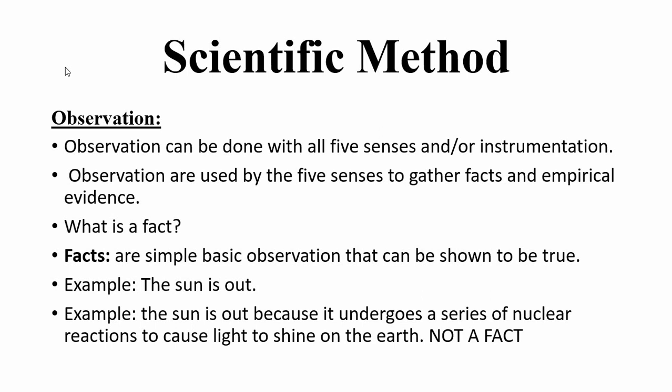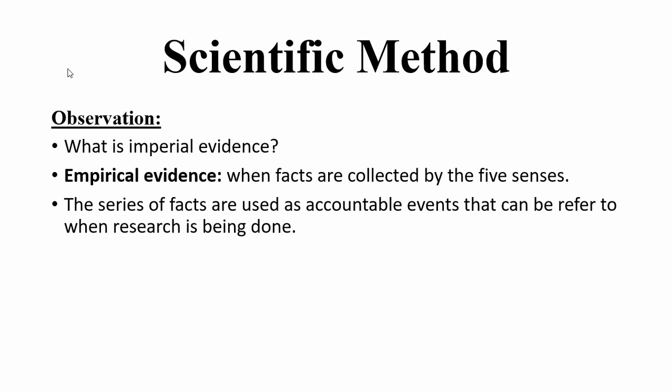Another example would be the sun is out because it undergoes a series of nuclear reactions to cause light to shine on planet Earth. This may be true, but facts do not describe relationships. What is empirical evidence? Empirical evidence is a series of facts collected by the 5 senses, sometimes throughout the entire scientific process. This series of facts are used to account events and be referred to when research is being done. Patterns can reveal themselves with empirical evidence.